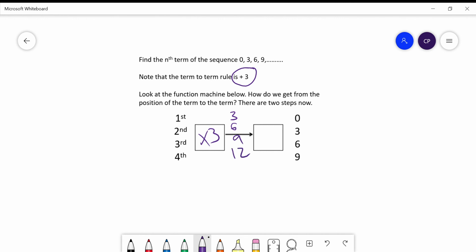Now how do I get from 3 to 0, and then 6 to 3, 9 to 6, and 12 to 9? I can see it, I take away 3, which now means my rule is 3 times a number, take away 3, and that works for that sequence, and that's how we name it.